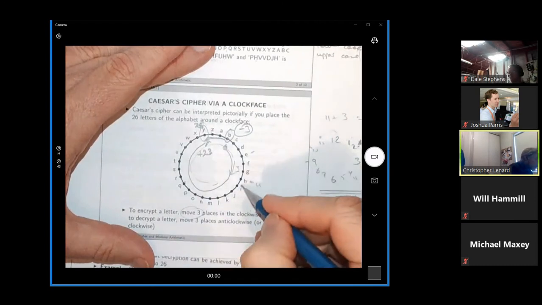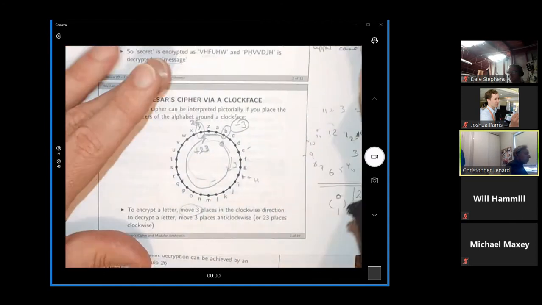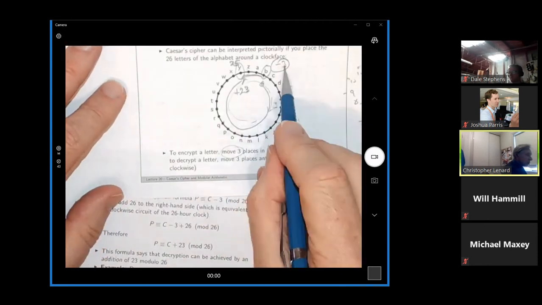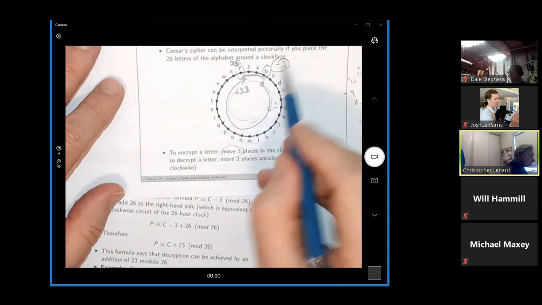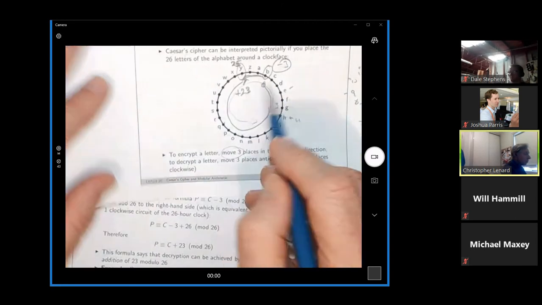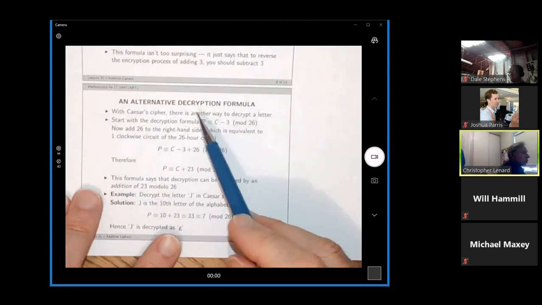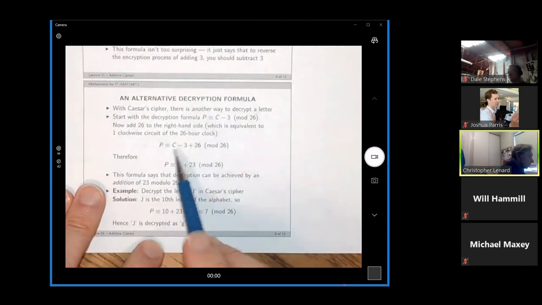Doesn't matter where you start. If I start at I and subtract 3 to get to F, that's the same thing as starting at I and adding 23 to get to F. Why does that work? Well, basically because 23 plus 3 is 26, or more to the point, 26 minus 3 is 23. So here's an alternative decryption formula. Instead of subtracting 3, we can simply add 23.